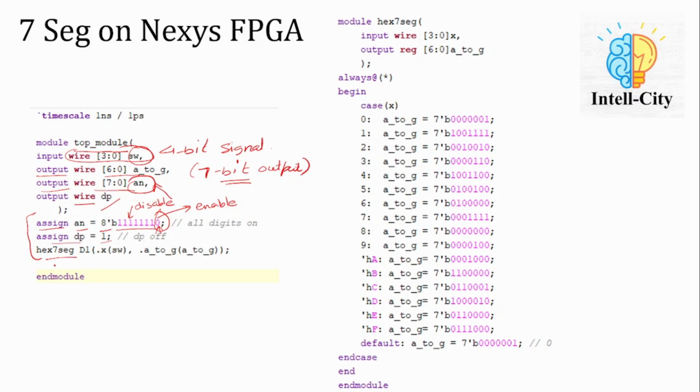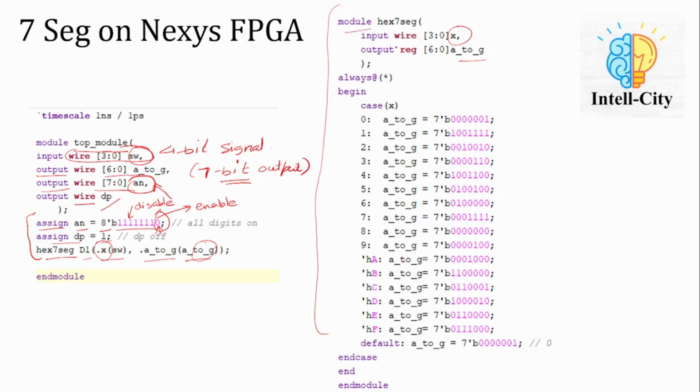And here in the third line, we instantiate another module which is available over here. That module is hex to 7 segment D1, and the input coming from the switch SW is passed to X over here, and then the output from this module, which is going to the 7 segment, is connected to A to G. So these are connected together. X is connected to the switch, and this A to G is connected to the A to G of this module, which is finally connected to the 7 segment.